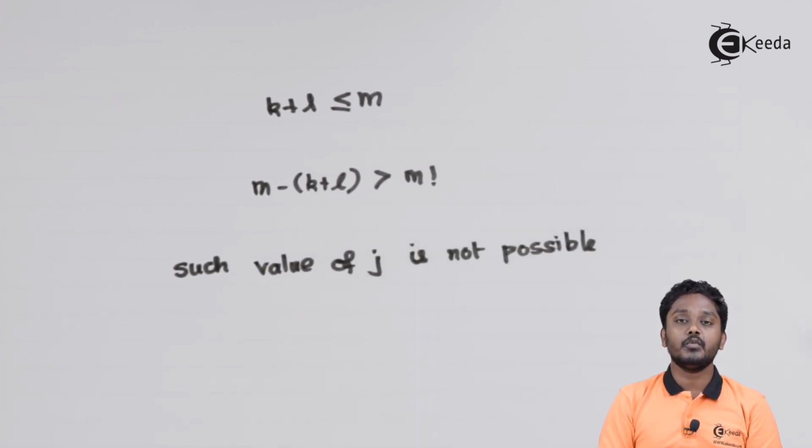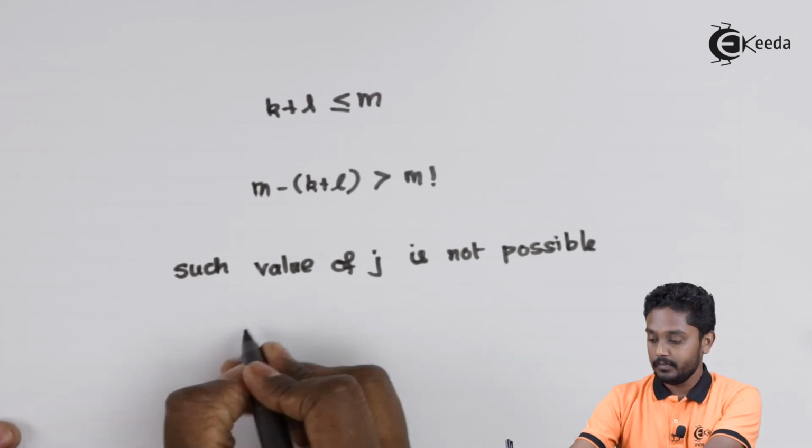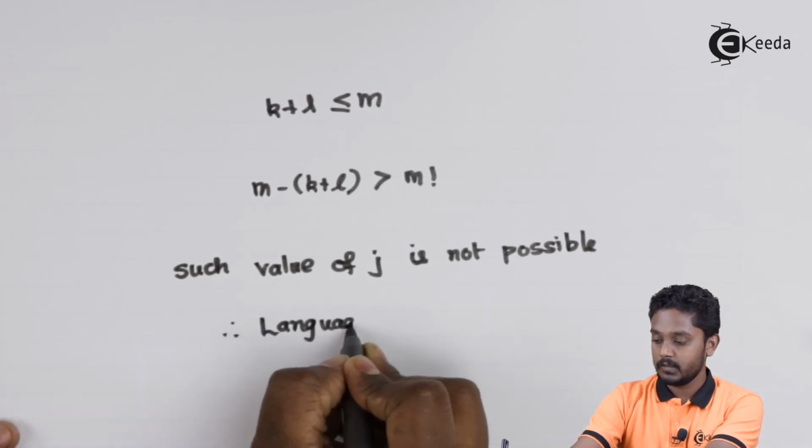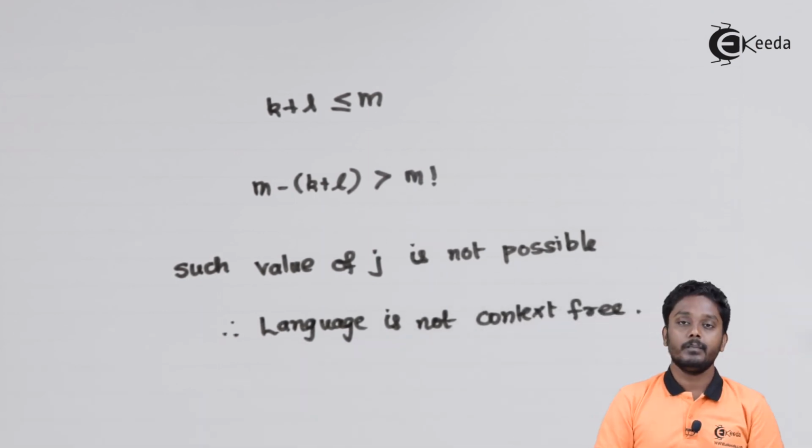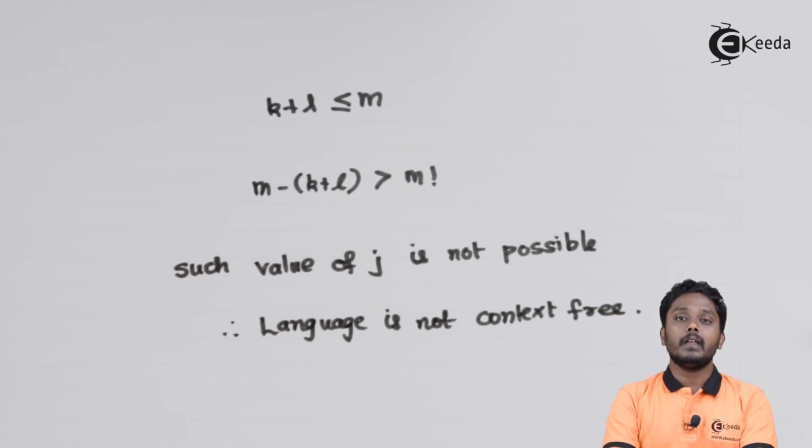If such a value of j is not possible, the language is not context free, because over here we are failing the pumping lemma. Having done this question, now let us see a few more questions in the coming videos to prove that a certain language is not context free using the pumping lemma.